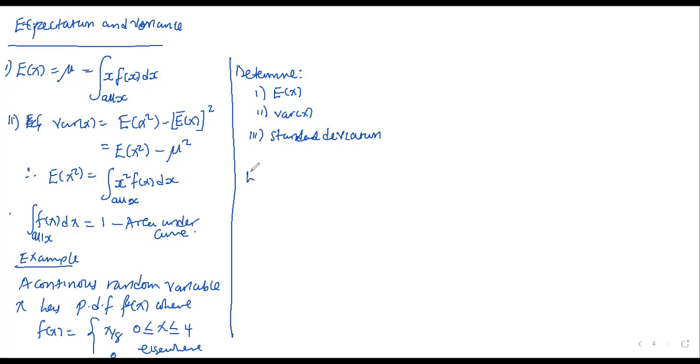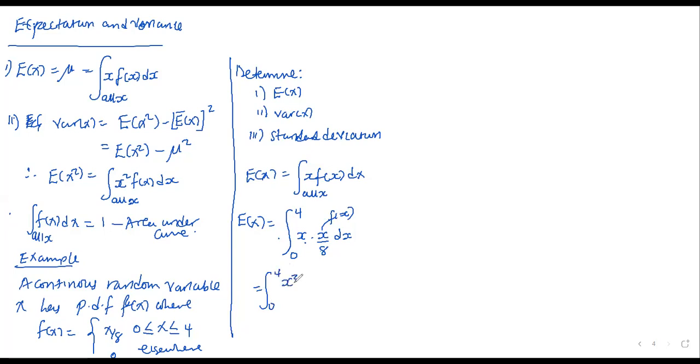Like I've said in the definitions, E of x is the integral over all x of x times f of x dx. We are going to integrate from 0 to 4, multiplying x by x over 8, because our function is x over 8. So you multiply that function by x in order to get the mean. This gives the integral from 0 to 4 of x squared over 8 with respect to x.